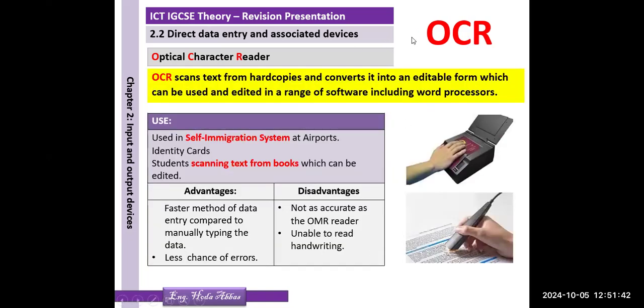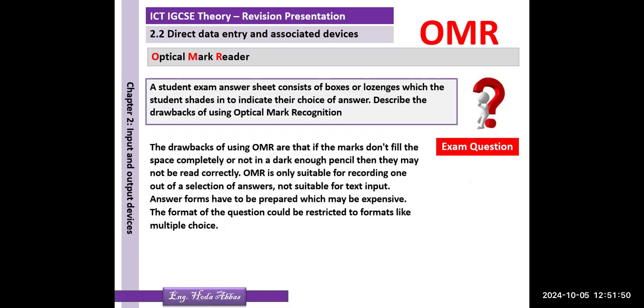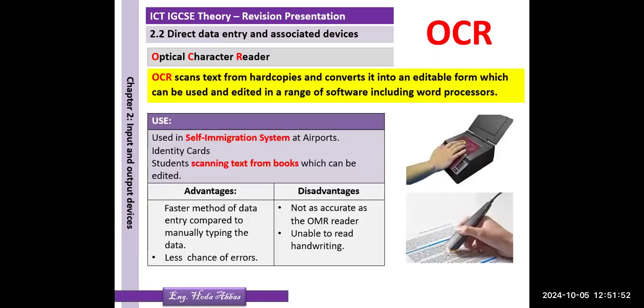Now we are going to understand what OCR is, not OMR. Okay, that is OMR, and this is OCR. This type of scanner or reader, you can find it in airports, and students may use it to scan some text or paragraphs from a big box, for example. In the airport, okay.